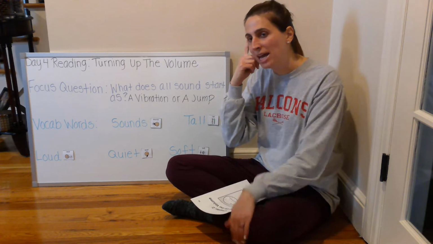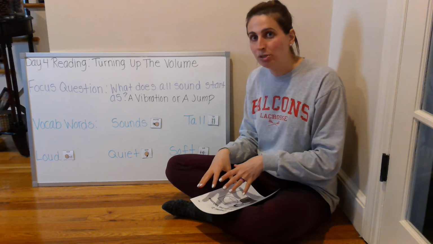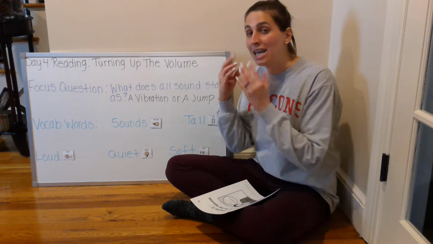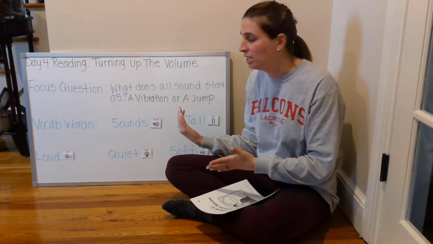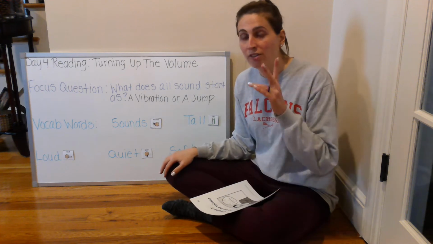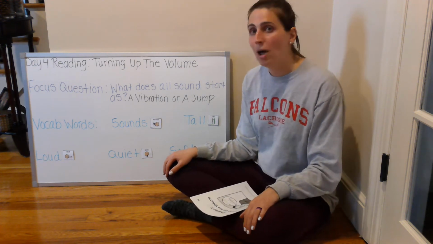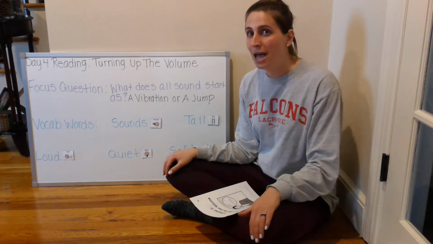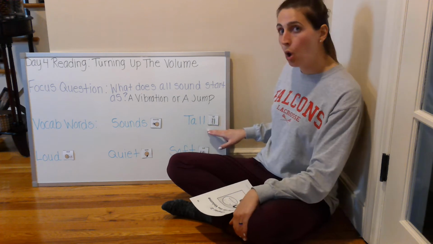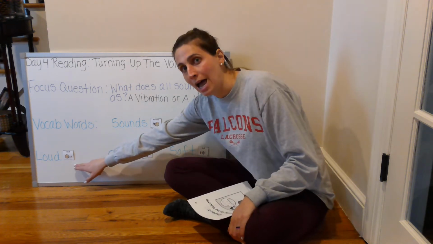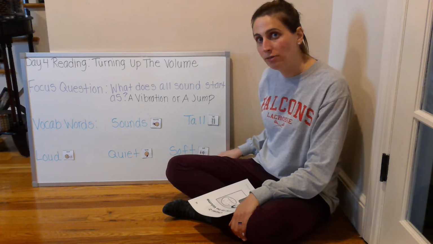Okay, now I have my answer in my head and I'm going to hold that while I read chapter 2, and then see if my answer was correct when I revisit the focus question at the end of the reading. Let's start off with our 5 vocabulary words we're going to hear in our story. As I say them, you will repeat back after me. Sounds, tall, loud, quiet, and soft.